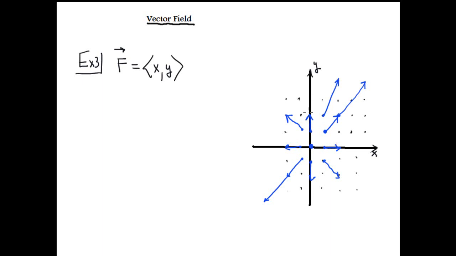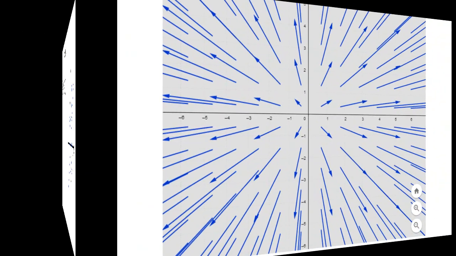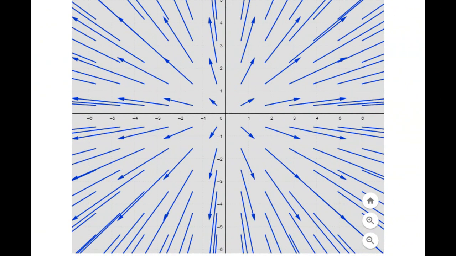Okay, let me see it in detail in GeoGebra. Okay, this is the graph of the third example in GeoGebra. You see that the vector field is completely radial. Okay, it's radial from the origin, pointing out in any direction.